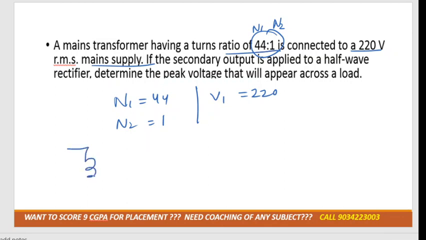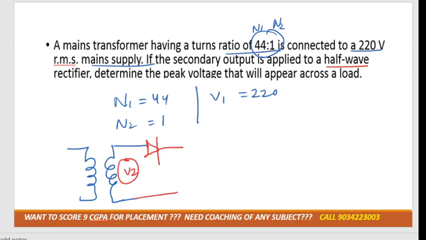As you know, our rectifier is connected with the secondary winding of the transformer now, not with the primary winding. So for the half wave rectifier they said, we have to calculate the value of v2, because v2 is connected with the diode only. So as you know the formula, that is n2 by n1 is equal to v2 by v1. n2 by n1 is 1 by 44, v2 we need to calculate, v1 is 220.